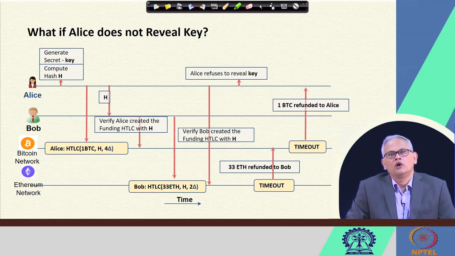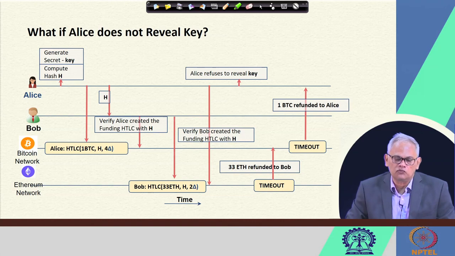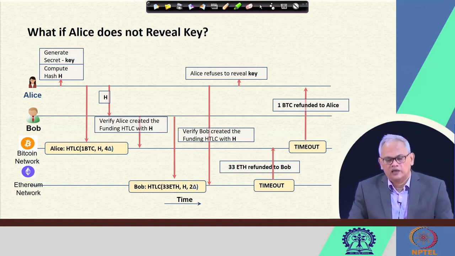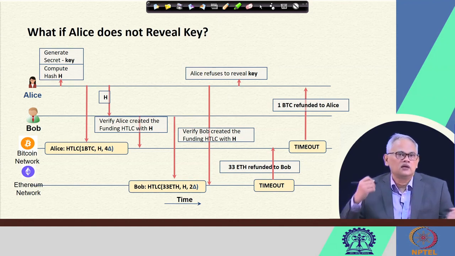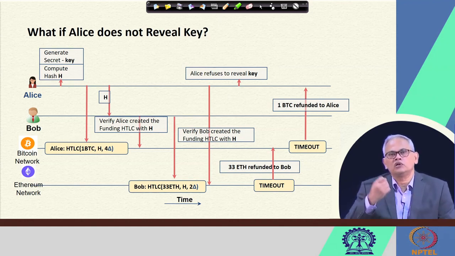So, Bob is not willing to pay 35 ethers to Alice, which she possibly expected. Alice put this HTLC of 1 Bitcoin, and then Bob checked everything, and then Bob gave his HTLC of say 33 ethers, with which Alice is not satisfied. So, what would Alice do? If Alice now reveals the key, then her 1 Bitcoin will go to Bob and she will get only 33 ethers, but she is not satisfied with 33 ethers.